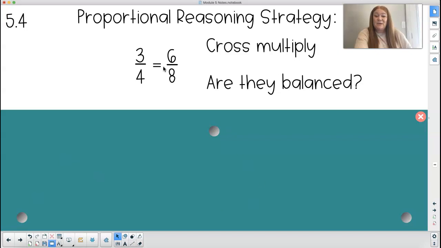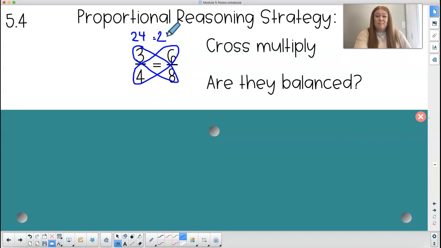So we have 3 over 4, 6 over 8. We want to check if these are proportional. So what we're going to do is cross multiply. 3 times 8 is 24, and 6 times 8 is 24. Are they balanced? Yes, 24 is 24. So that tells me these are proportional. They are equal to each other.